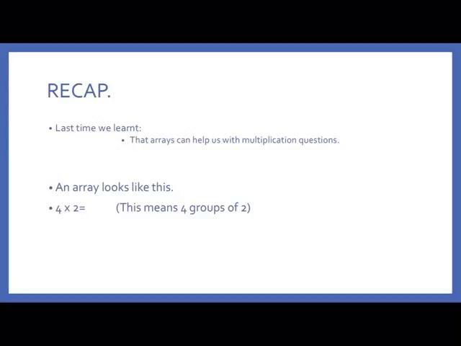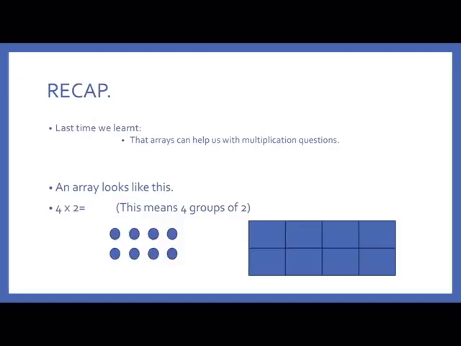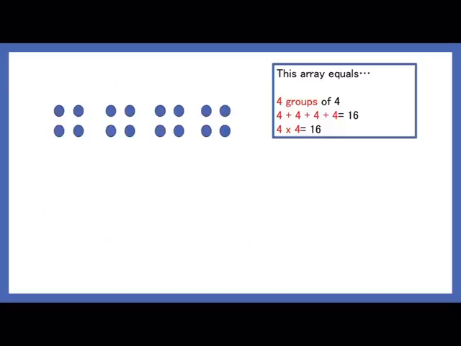So say we have the question 4 multiplied by 2, or 4 times 2. It will mean 4 groups of 2, and this will look like this here, where we've got our 4 groups. So we've got 1, 2, 3, and 4, or like this. Okay, so this is what an example would be.